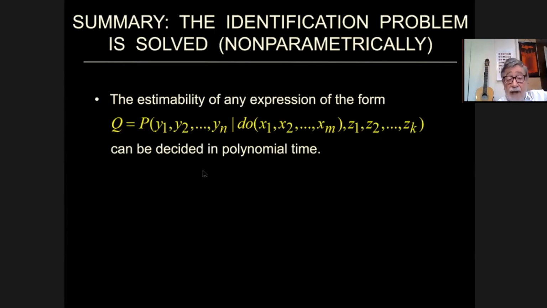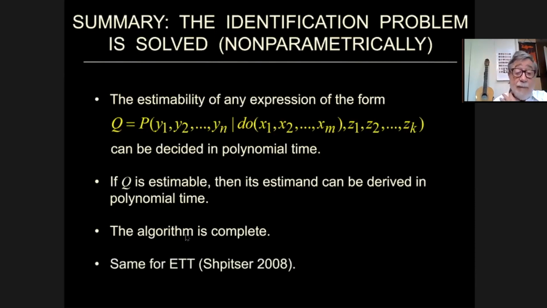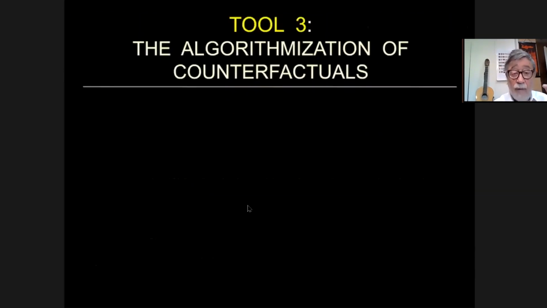Okay? This can be decided in polynomial time. Moreover, if Q is estimable, then its estimate can be derived in polynomial time. So the decision problem is polynomial, and the actual production of the estimate is polynomial time. And the algorithm is complete in the sense that if it tells you no, then no other techniques in the world can give you an answer. So you cannot use terms such as, oh, this is true for DAGs and not true. No, it is unavailable with the assumption that you have. And finally, the same applies to the effect of treatment on the treated, which is really a counterfactual term. Never mind. Okay, let's go forward.